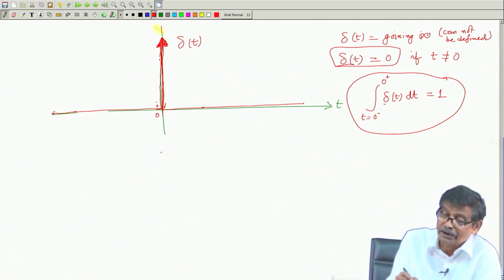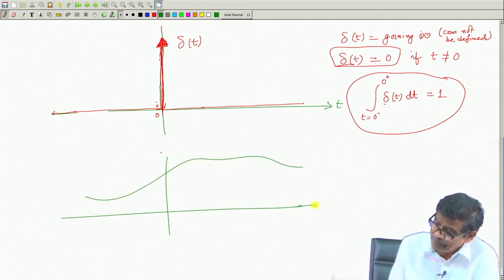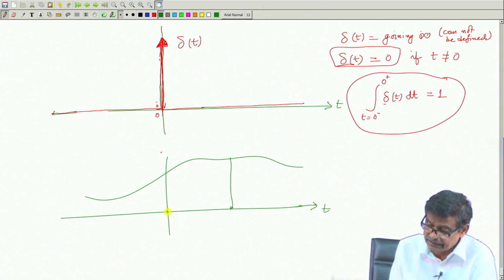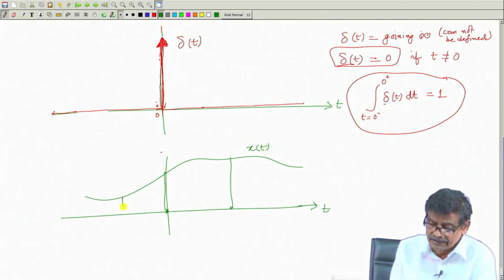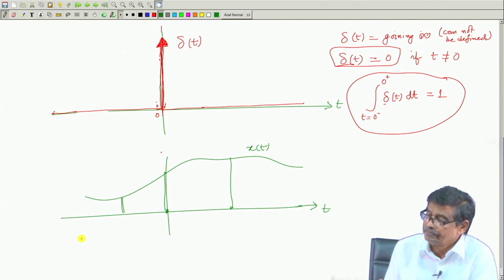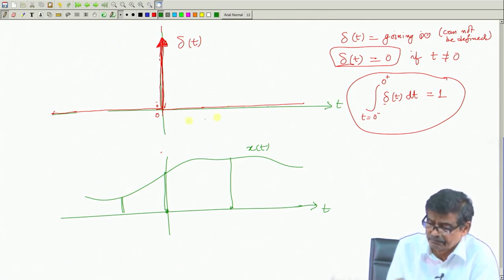For example, any reasonable function of time x t will be like this: it is defined at every t. At t equal to 0, this is the value of the function; at t equal to minus 5, it is this much. That is how we are used to dealing with functions. But here is a function which looks very simple, because its functional value at any value of t here, here, here, is all 0, flat.